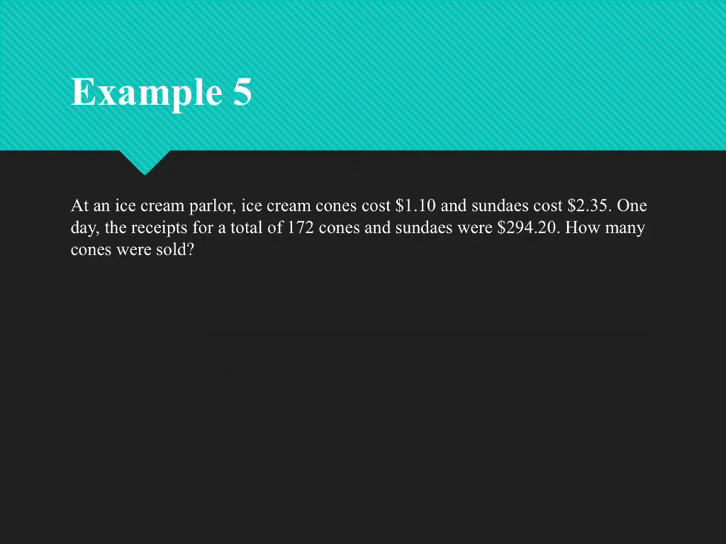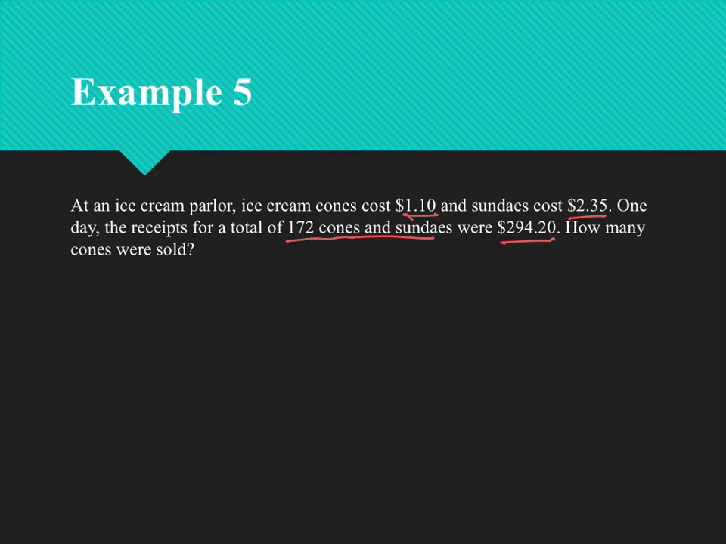Now for example 5, we're no longer going to be looking at break-even point. We're going to be looking at how to set up a system of linear equations given a story problem. So for example 5, it says, at an ice cream parlor, ice cream cones cost $1.10 and sundaes are $2.35. One day the receipts for a total of 172 cones and sundaes were $294.20. So what we have to do is figure out how many cones were sold.